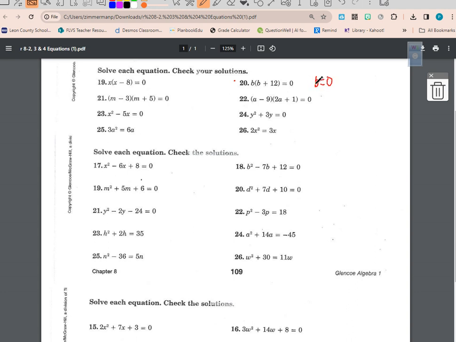All right, so we set each factor equal to 0 first. This is a factor, we set it equal to 0. This is a factor, we set it equal to 0. Now we solve. This one's already solved, so that's going to go in our braces. Here we're going to subtract 12 from both sides. When we solve it, it means we're getting the b by itself, so now we know b equals negative 12. So the solution set for number 20 would be negative 12, 0.